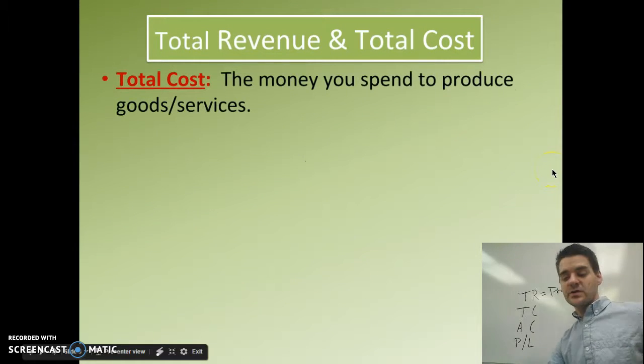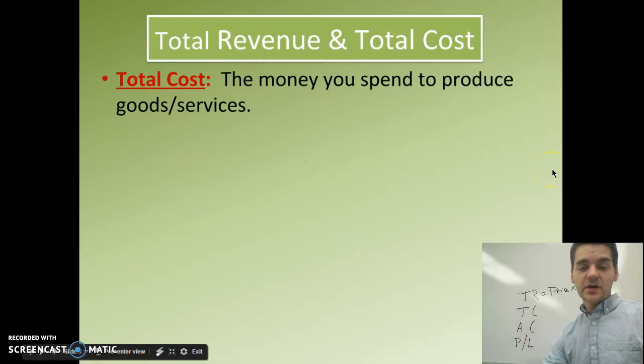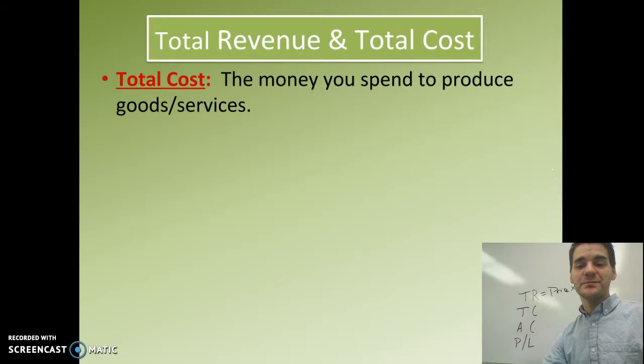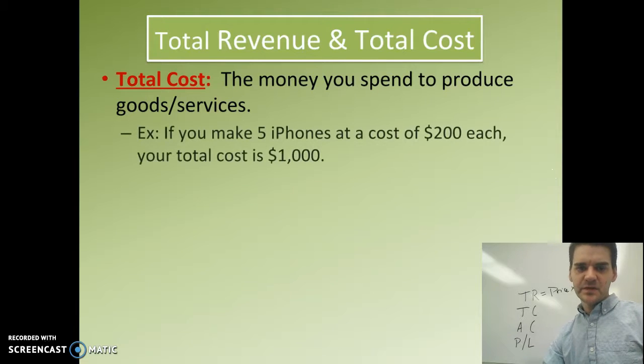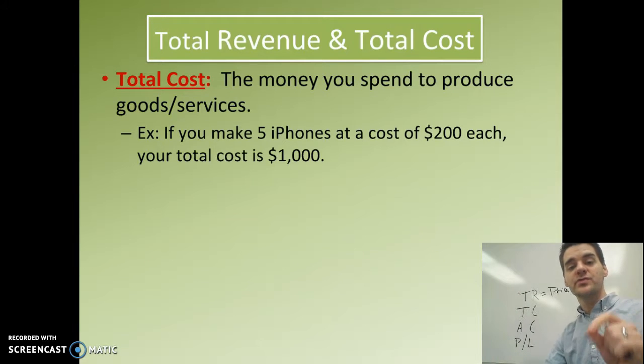The second term you need to know is total cost. Here's your definition: it's the money you have to spend to produce goods and services. So for instance, if I'm Apple and I make those 5 iPhones, well, those didn't just appear out of thin air. I had to build those. I had to pay factory workers to assemble them. That cost me money. And so if each iPhone cost me $200 to make, then my total cost would be $1,000.